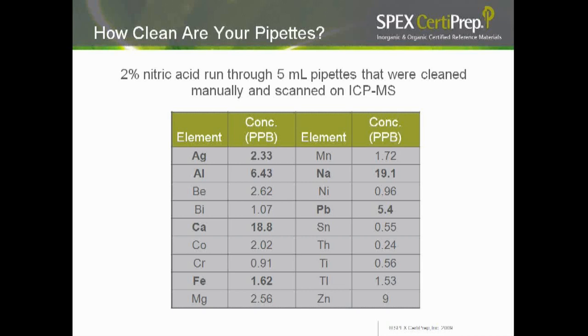In order to demonstrate the effect of manual cleaning, we scanned a 2% high pure nitric acid for impurities after delivering it through a thoroughly but manually cleaned pipette. The ICP-MS results in microgram per liter are shown in this table. As you can see, silver, aluminum, calcium, iron, sodium, and lead are very high.